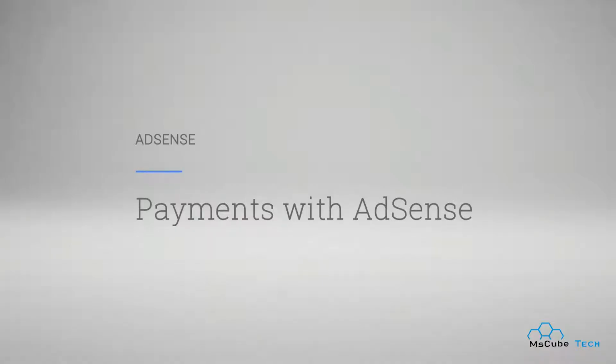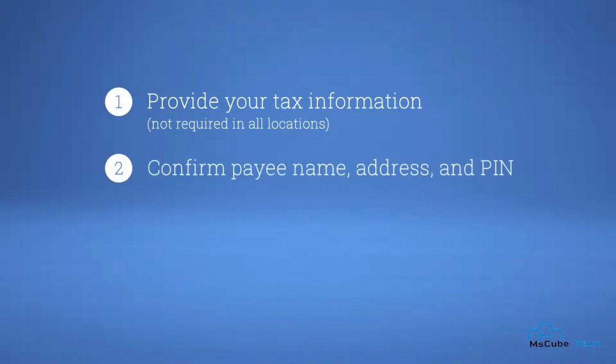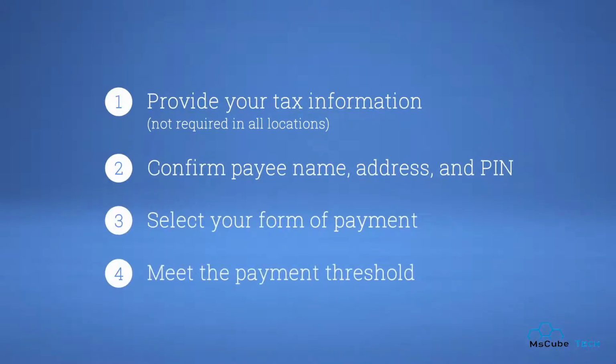In this video, we'll discuss our payment process, so you'll have a better idea of when you'll get paid. There are 4 steps you need to complete to get paid. You'll need to provide your tax information, confirm your name, address, and PIN, select your form of payment, and meet the payment threshold.